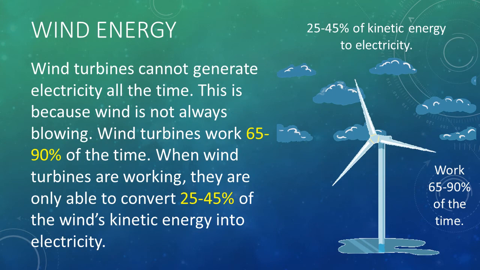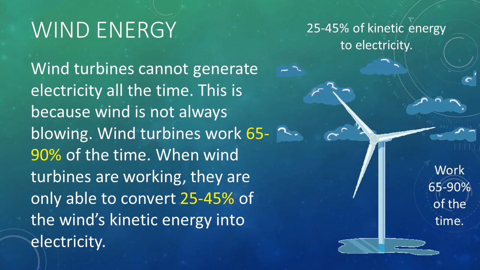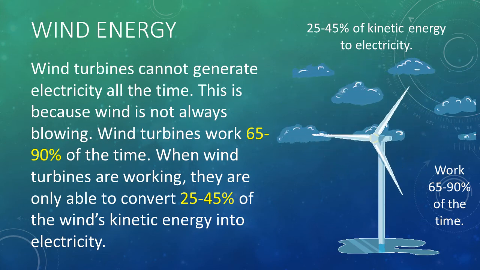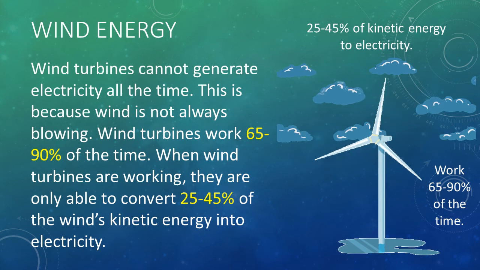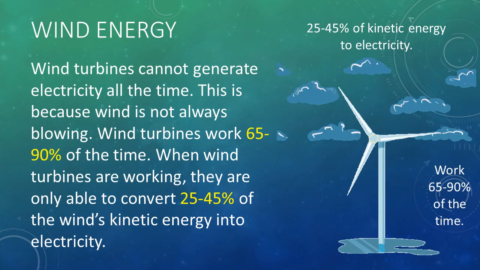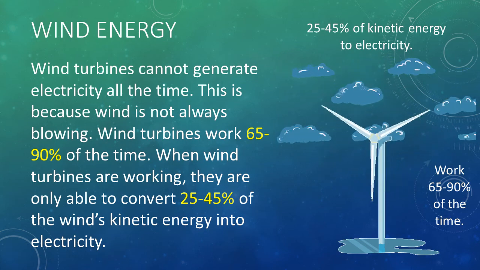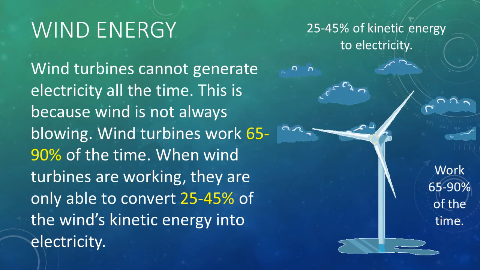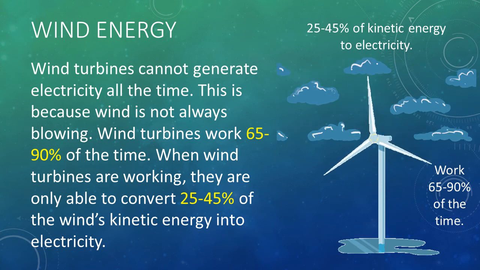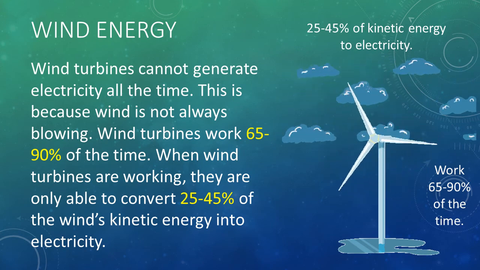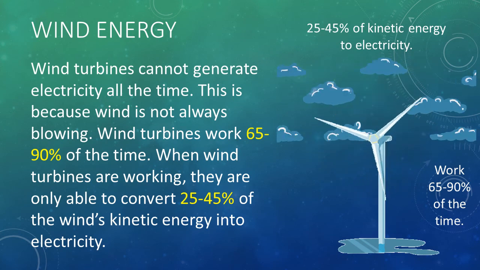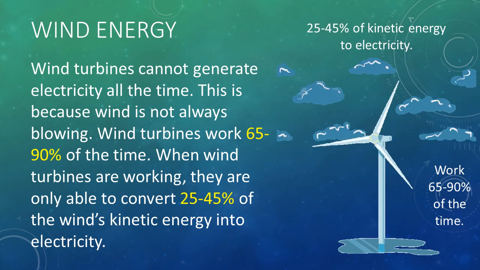So when wind turbines are working, they are only able to convert about 25 to 45% of the wind's kinetic energy into electricity. So you have to consider that 55 to 75% of the energy the wind has isn't able to be converted. It's not good, but it's not bad either, okay? If we're getting 45% of the kinetic energy and creating electricity from it, that's great. That's a good amount of energy.